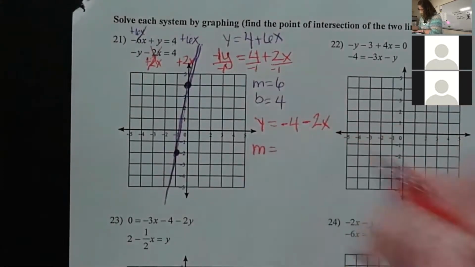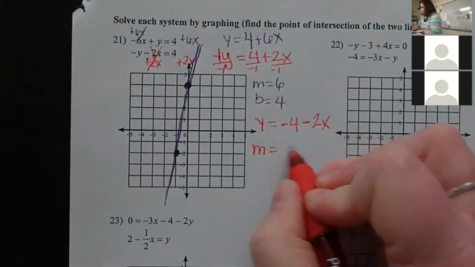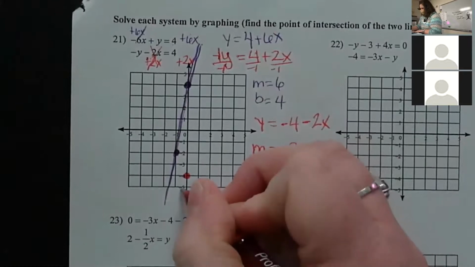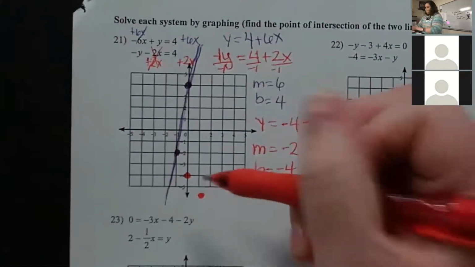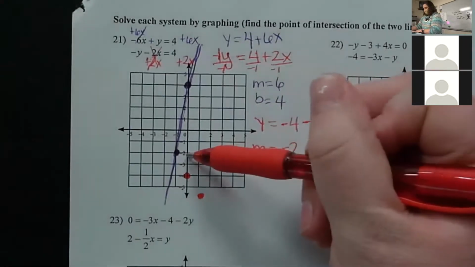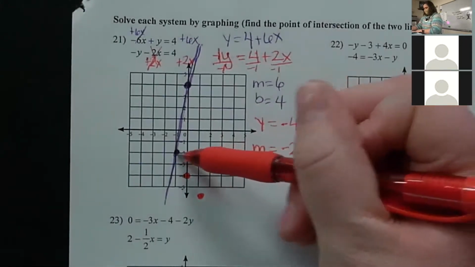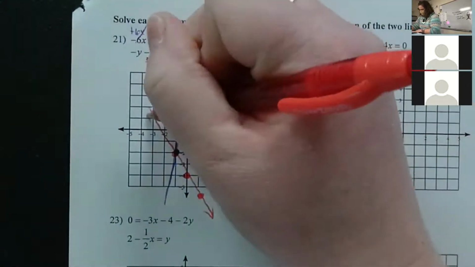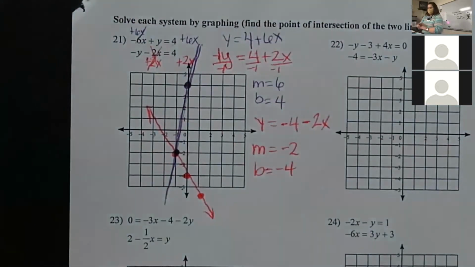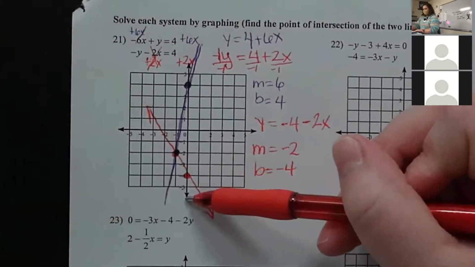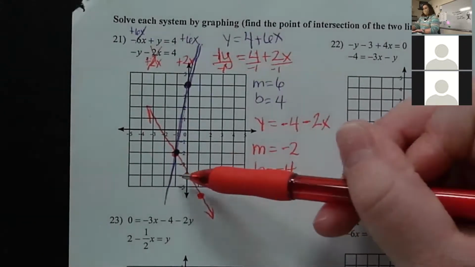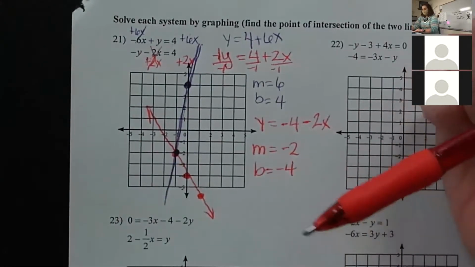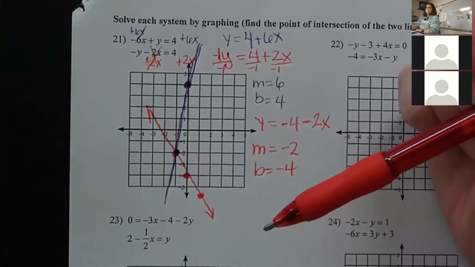What's m? -2, the number in front of the x. And what's b? -4. So I'm going to start at -4, down 2/1. If I didn't want to go off the graph, I could go up 2 and over 1 to the left. Remember, doing the opposite. So if I started at -4 and I went down 2/1, it's the same as if I went up 2/1 and then to the left.